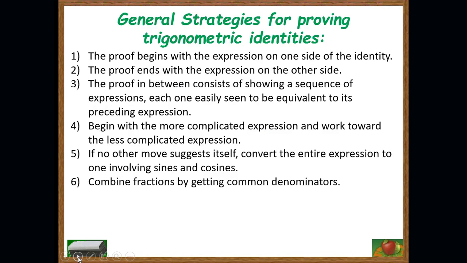Here are some general strategies that we're going to be talking about. In general, how you do a proof in the algebraic sense is you're going to begin on one side of the equal sign. You're only allowed to change one side of the equal sign, okay? You can't change both. The proof ends with the expression on the other side. So we begin on one side and we work our way till it looks like the other side. We show the sequence of expressions, each one easily seen to be equivalent to its preceding expression. So that means we need to show each and every step. That's what constitutes a proof.